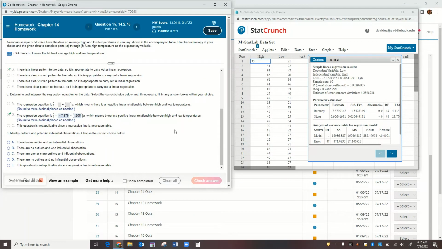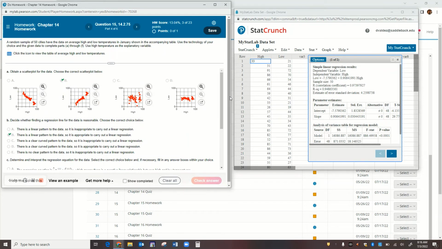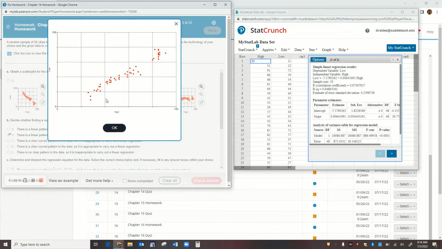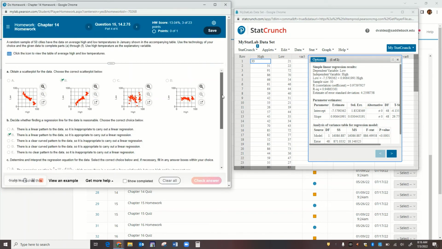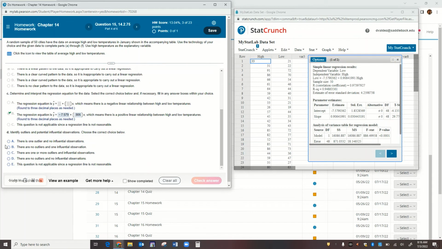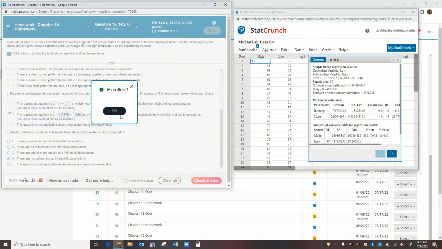Are there any outliers? Let's look at the scatter plot. Was anybody sticking out like a sore thumb? No, I mean, there was a clump that was separated from the main bunch. Maybe this guy's kind of out there, but an outlier would be way, way far away from everybody. I'm going to say there aren't any. There are no outliers and no influential observations. Yeah, let's just go with that. Nobody's bothering me.